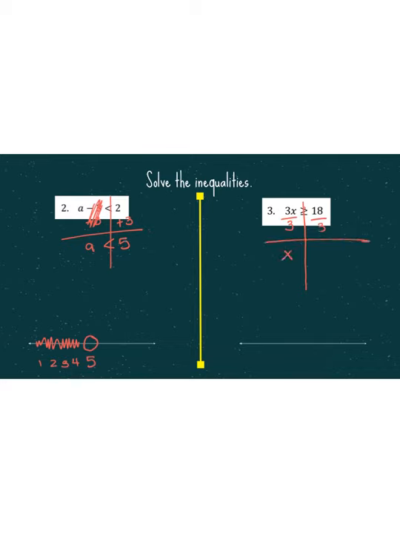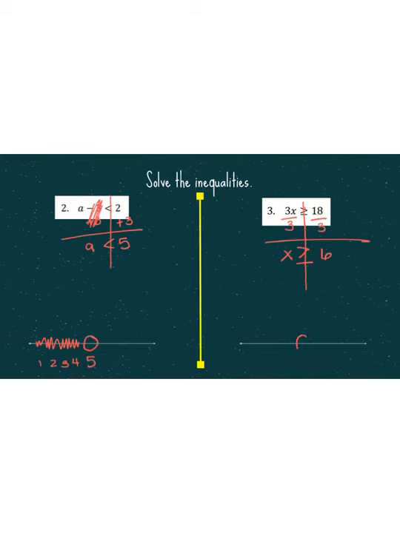Okay, so now I'm just left with x. I'm going to keep my greater than or equal to symbol the same. I divided, but I didn't divide by a negative number. So that one's going to stay the same direction. 18 divided by 3 is 6. So this one's saying x is greater than or equal to 6.